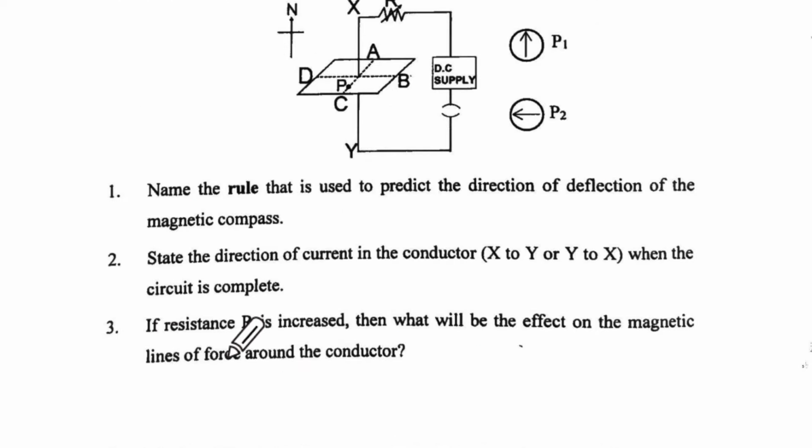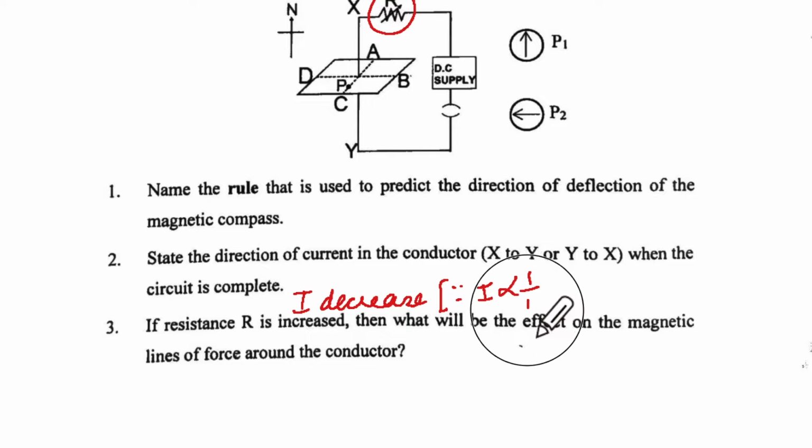The third subpart, if resistance R is increased, then what will be the effect on magnetic field lines around the conductor? Now, if this resistance is increased, the current will decrease. Why would it decrease? That is because the current depends upon the resistance. Resistance and current are inversely proportional. Less resistance, more current. More resistance, less current. Now, if the current is less, how is magnetic field dependent on the current? Magnetic field is directly proportional to the current, which means the magnetic field will become less.